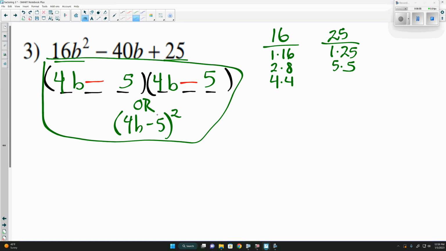I'm just saying or, so you could have it as 4b minus 5 times 4b minus 5. That is the correct answer. Or you can write it as 4b minus 5 squared. You just need one or the other.